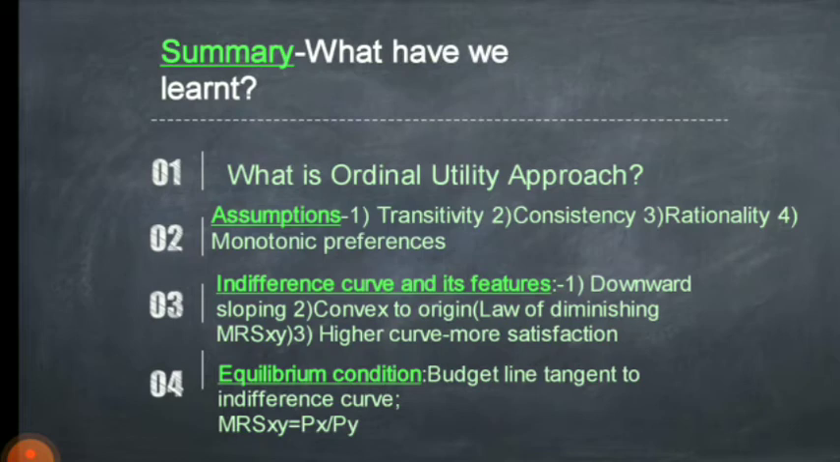Then we came to the equilibrium condition. What is it? The budget line should be tangent to the indifference curve at the point of equilibrium, or MRS XY equal to Px by Py.